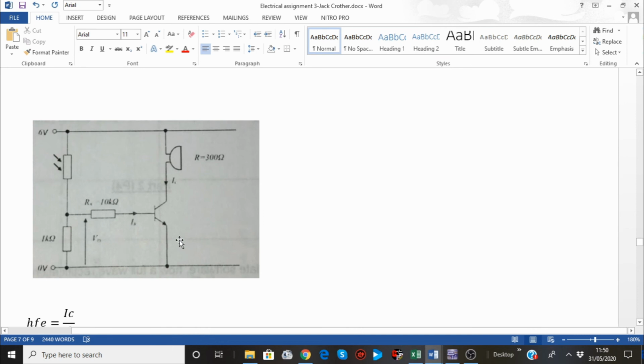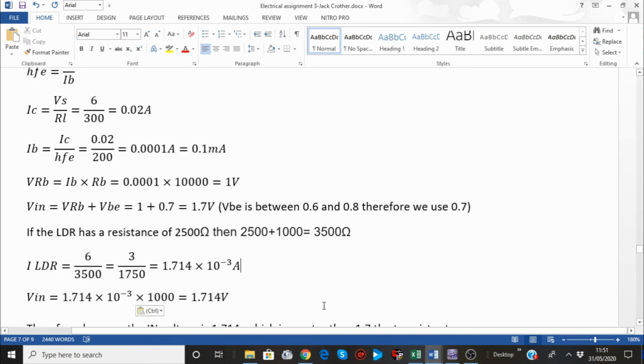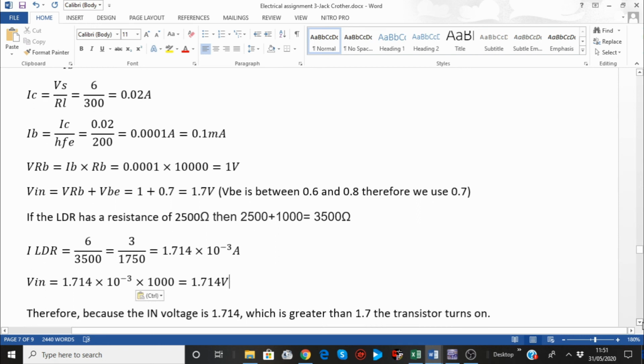Initially we knew we wanted this on, so we considered 0.7, and we found out how much voltage you need to turn this on. That was 1.7 volts. But now we want to see at this 2500 ohm, which is when you have 200 lux, do you have enough voltage to turn this on? So you have to go from this end. 6 divided by 3500 will give you the current that goes through here, and then multiply that by this resistor, you find the voltage, and then you determine. So the current of the LDR is 6 over 3500, which is 1.714 times 10 to the power minus 3 amps, or you could say this many milliamps. And the voltage of the input, if you multiply that by that 1000 ohm resistor, then you have 1.714 volts at the input. So the input voltage is 1.714 volts.